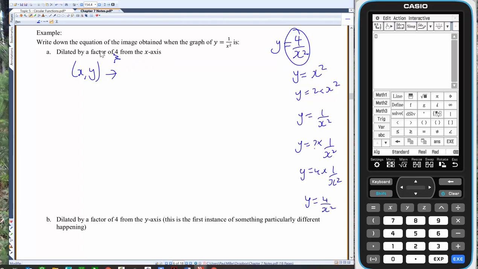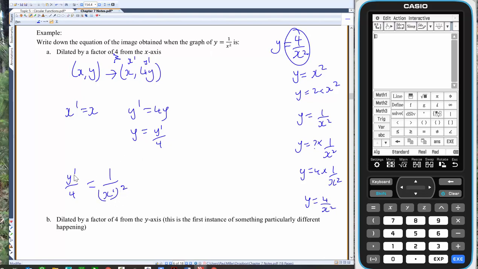So dilations from the x-axis change y. X stays the same. X dash is equal to x, y dash is equal to 4y. This is the one I need to play around with, and I need to make y the subject to slam it into the original function. Y equals y dash on 4. Right, let's make the substitution. Y dash on 4 equals 1 over x dash all squared. All right, let's multiply by 4. Y dash equals 4 over x dash all squared, or y equals 4 on x squared. So pretty easy.